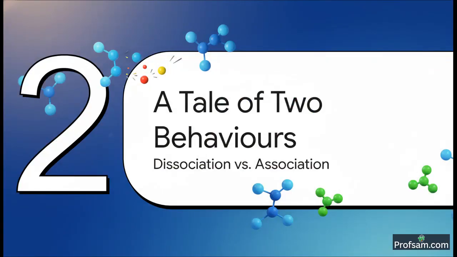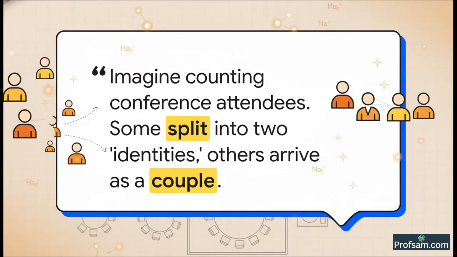To really understand this, we need to zoom in and look at what the solute particles are doing at the molecular level after they dissolve. It turns out there are 2 main things that can happen. Let's use an analogy to make this crystal clear. Imagine you are organizing a big conference, okay? And you're trying to calculate the cost per person. But the number of people can change based on how they behave when they arrive.